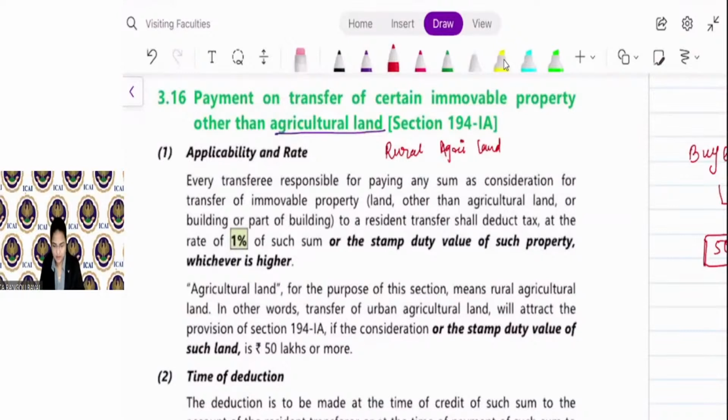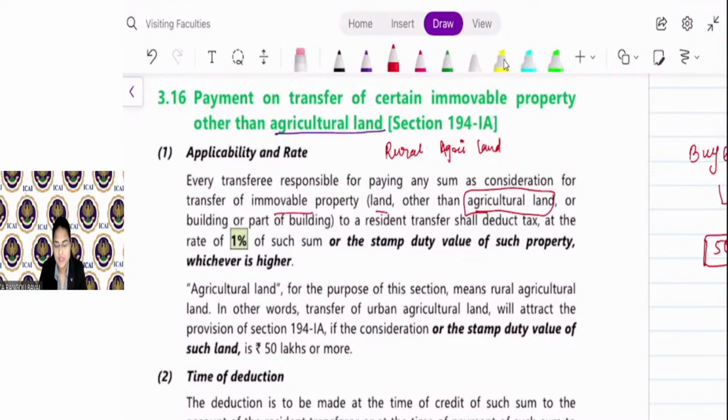Every transferee responsible for paying any sum as consideration for transfer of immovable property, land other than agricultural land. Here agricultural land means rural agricultural land, because rural agricultural land is not covered in the definition of capital asset, and gain arising on rural agricultural land is fully exempt.